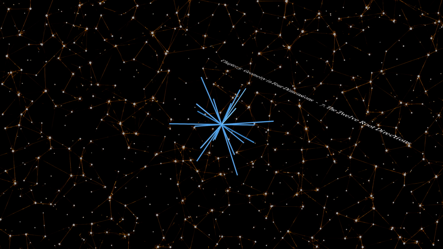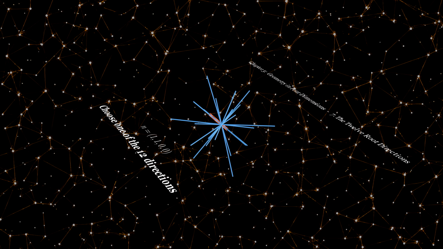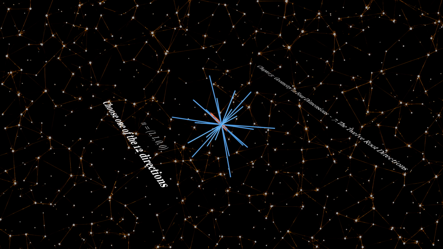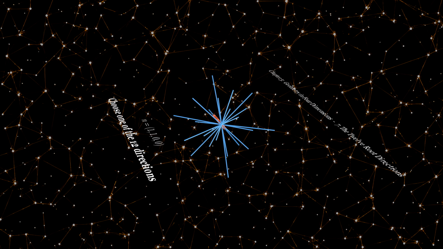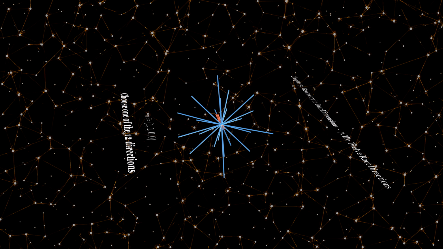We have now identified the 12 special directions of the D4 structure. Each direction defines a family of parallel three-dimensional hyperplanes in four-dimensional space. But what does one of these hyperplanes actually contain? To answer that, we can choose just one direction. The symmetry of D4 tells us that every other direction will behave in the same way.